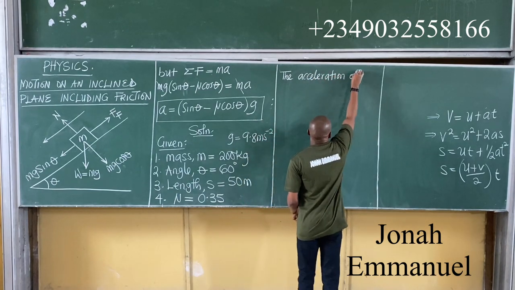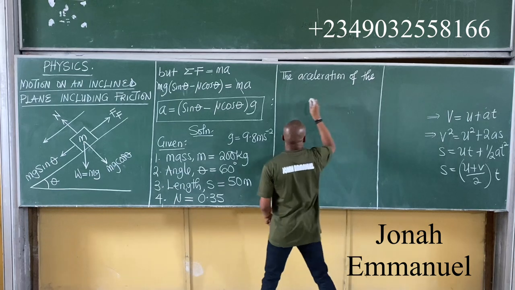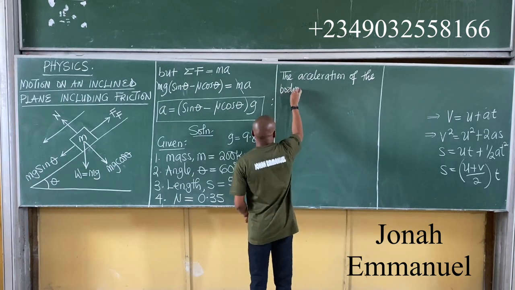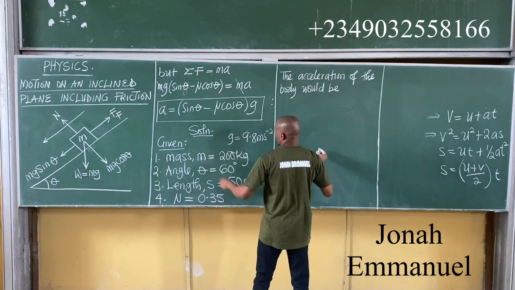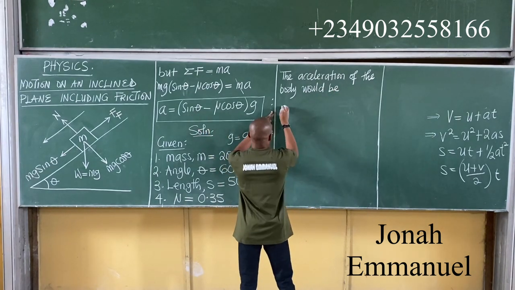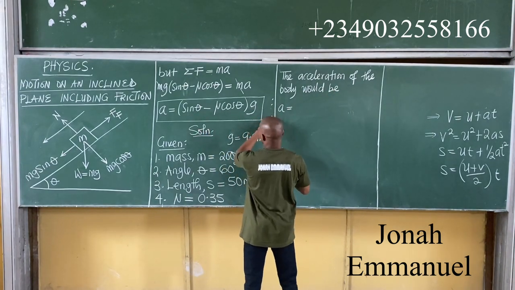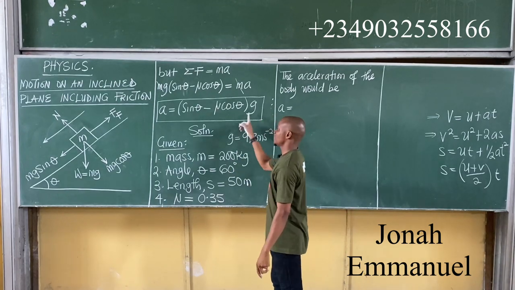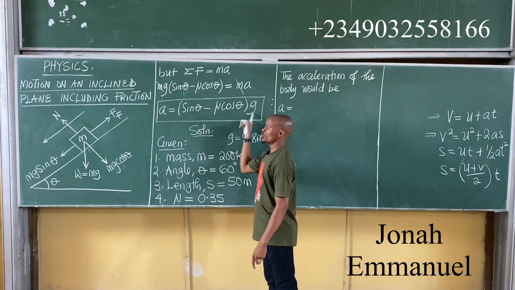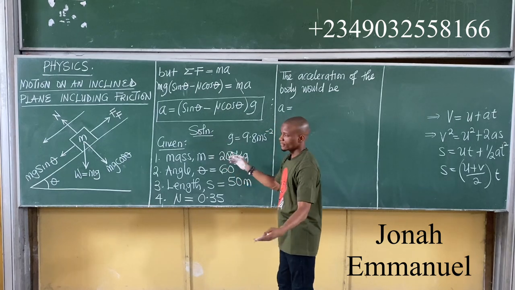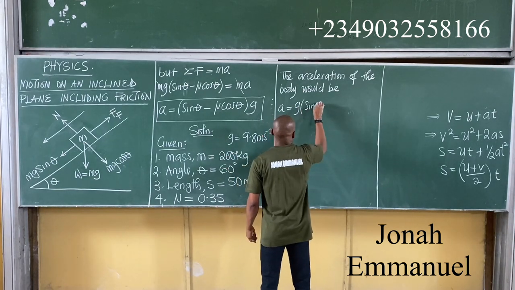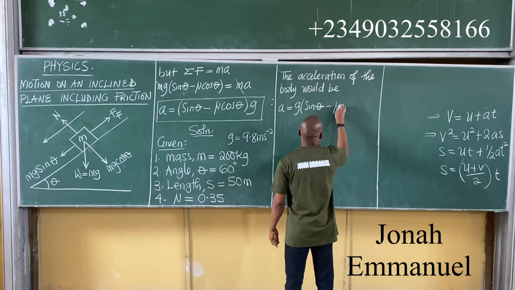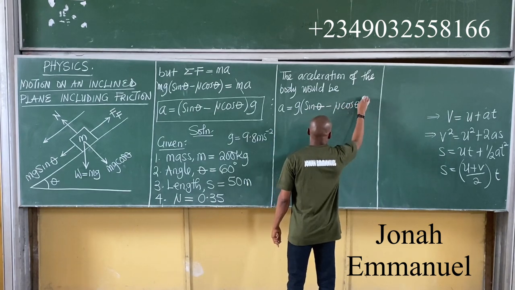The acceleration of the body would be, so we said, guess your expression, a is equal to, now look at this. Perhaps, let me switch it, okay? Let me bring g first. Well, whichever way is the same thing. So it becomes g into sine theta minus mu cos theta.